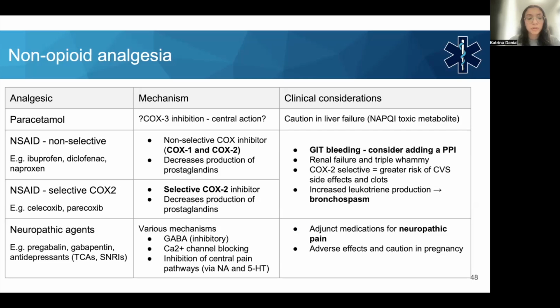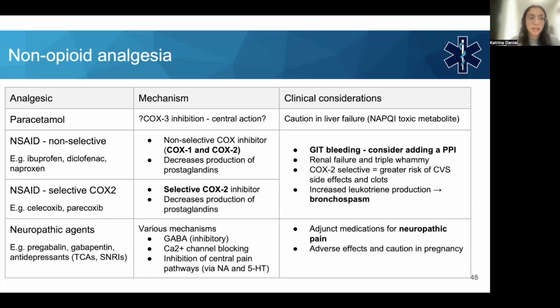And then for your COX-2 inhibitors, so your celecoxib or parecoxib, the way to remember that this one is selective is that it's got COX in celecoxib, so selective COX. So this one has more of an effect on COX-2. However, it has an increased risk of cardiovascular complications.